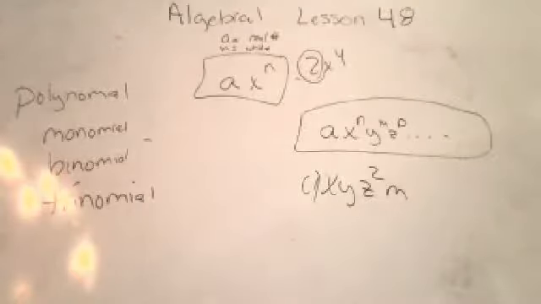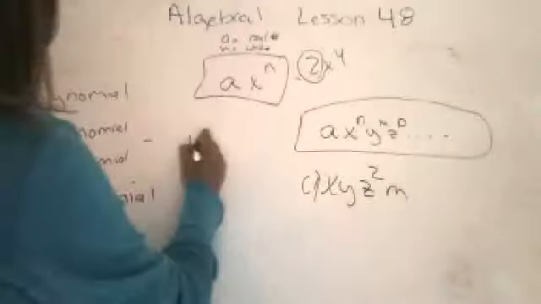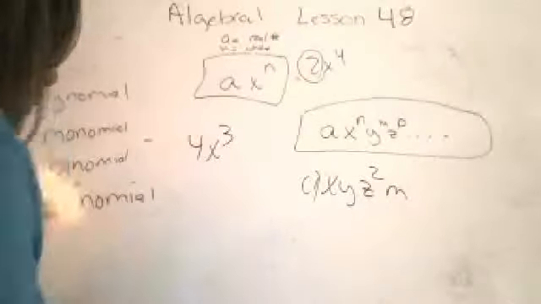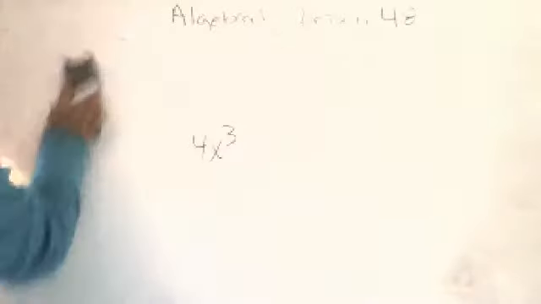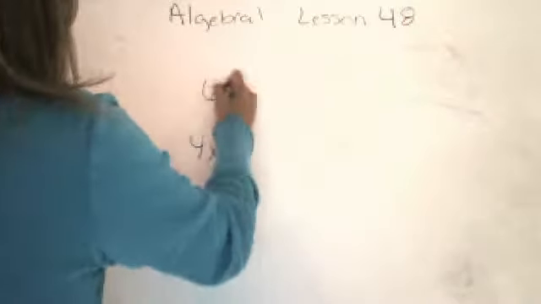The next thing we're learning is about the degree. It's another way of classifying polynomials. And it's the sum of the exponents of the variables in the term. So let's look at 4x cubed. Okay. Let's look at 6xym. And let's look at 2x squared y.